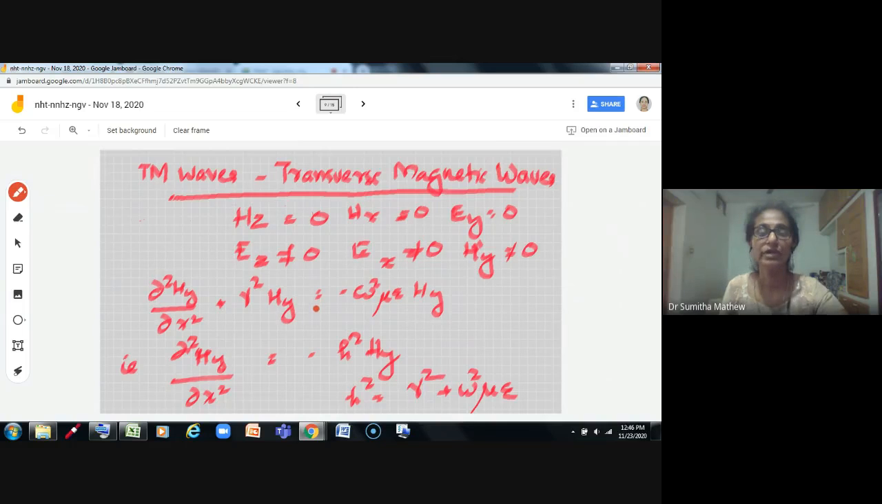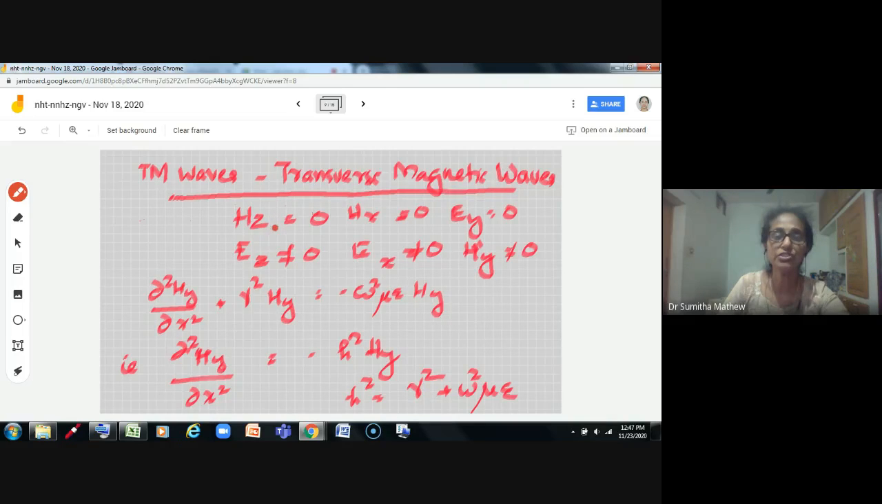magnetic waves. Whereas Ez was set equal to 0 in the case of TE waves. Ez means the component of the electric field in the direction of propagation. And in TM waves, the component of magnetic field, that is Hz, in the direction of propagation Z is 0. Then you get another group of waves known as transverse magnetic waves. So the magnetic field is entirely transverse to the direction of propagation. That is why the name transverse magnetic waves.